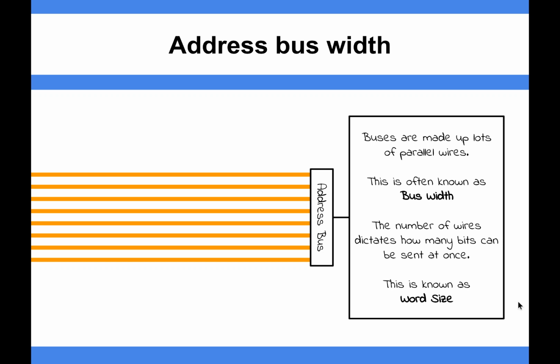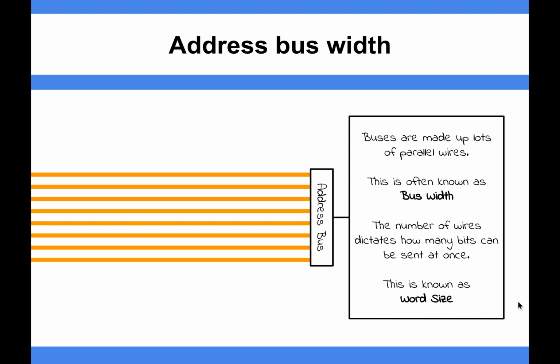So buses, we know, are made up of lots of parallel wires. This is often known as your bus width. The amount of wires you've got is your bus width. The amount of wires dictates how many bits can be sent at once. So if you've got 8 wires, you could send 1 byte at any one time.